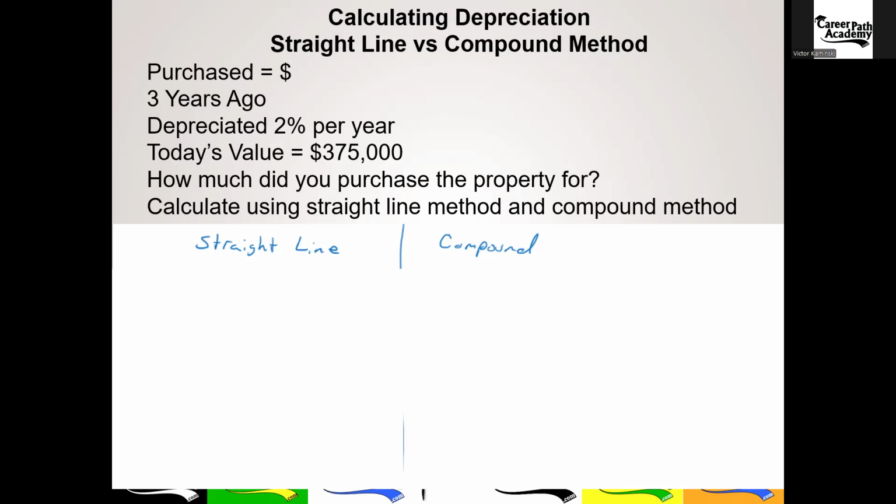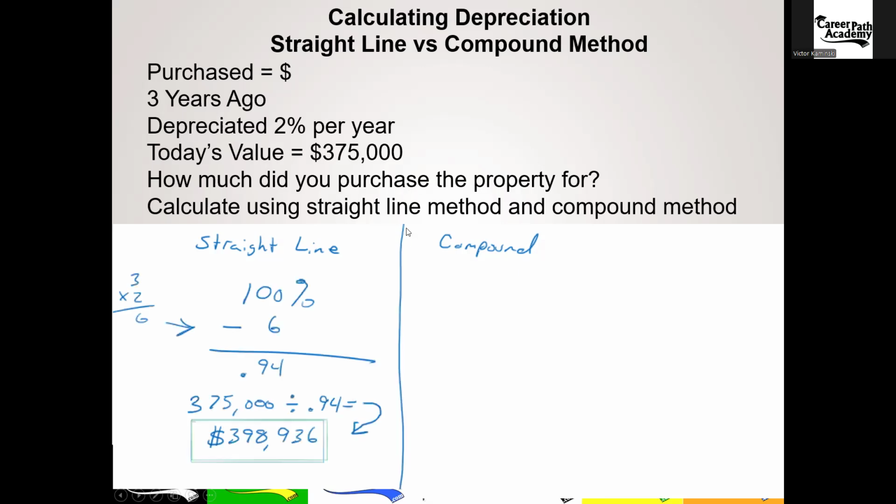Is the straight line 398,936? Let's see. Is everybody still working on it, or does everybody get some kind of answer? Remember, the value you're trying to figure out is how much you purchased it for, so it has to be more than 375, which you said was what again? I said 398,936. So it's higher. So it sounds like it's in the right direction there.